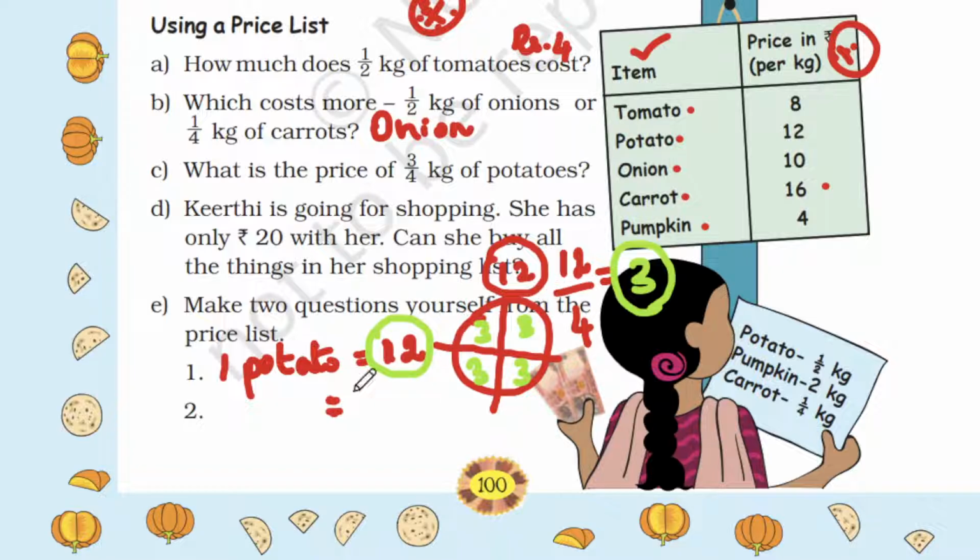Okay, so 1 by 2 is equal to 6, and 1 whole is 12. And how much is 3 by 4? So 3 plus 3 is 6, 6 plus 3 is 9. Okay, so rupees 9. So the price of 3 by 4 of potato is equal to rupees 9. Okay, so let me erase all these out now.